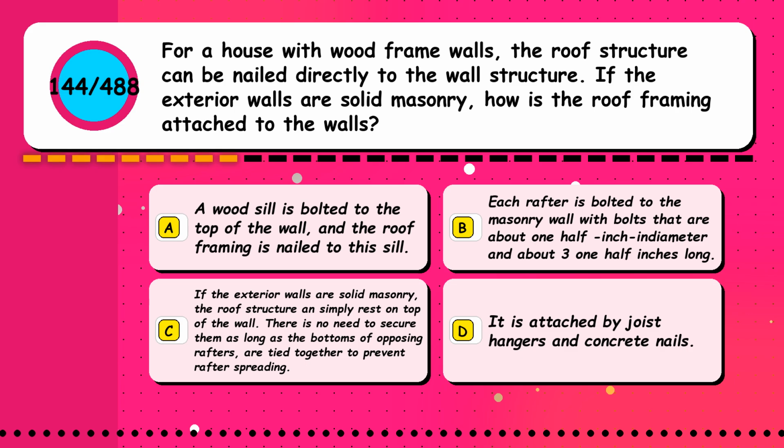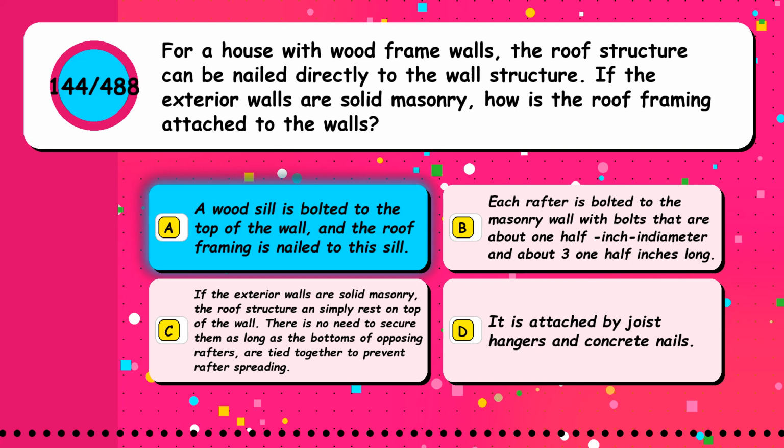Option A. A wood sill is bolted to the top of the wall, and the roof framing is nailed to this sill. Option B. Each rafter is bolted to the masonry wall with bolts that are about 1/2 inch in diameter and about 3½ inches long. Option C. If the exterior walls are solid masonry, the roof structure can simply rest on top of the wall. There is no need to secure them as long as the bottoms of opposing rafters are tied together to prevent rafter spreading. Option D. It is attached by joist hangers and concrete nails.